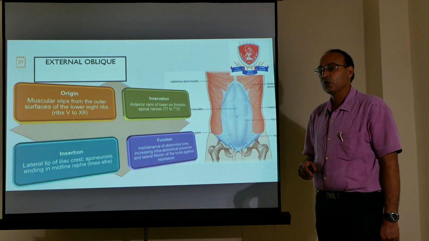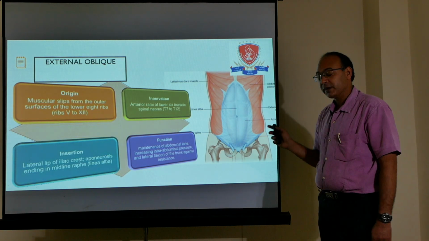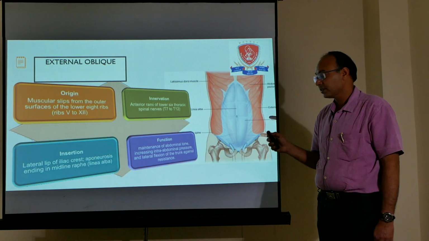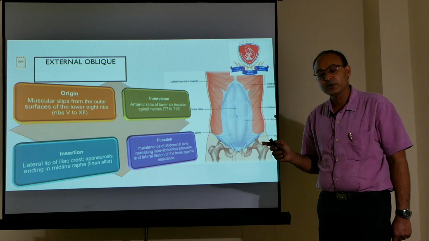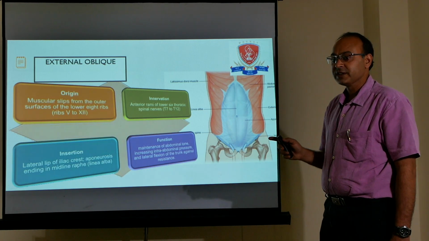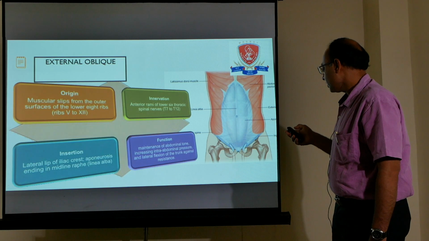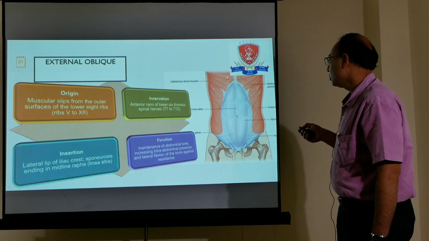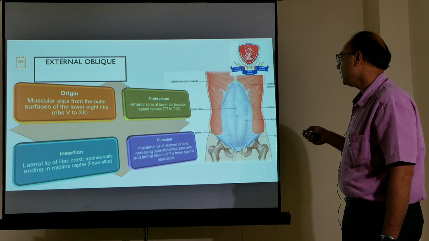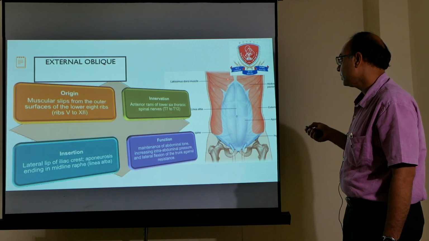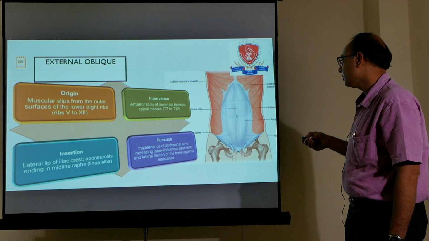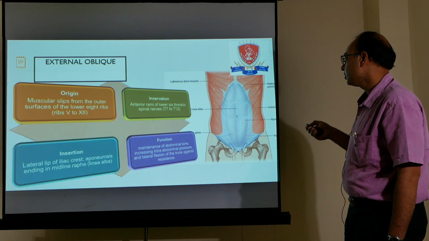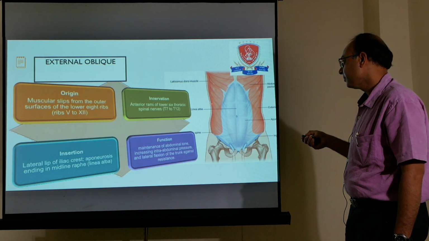This is the external oblique muscle. You have to remember the origins, insertions, and where this muscle ends, because it has great implications during surgery. The external oblique originates from muscular slips from the lower 8 ribs, starting from the 5th up to the 12th rib. So this is the origin of the external oblique muscle.